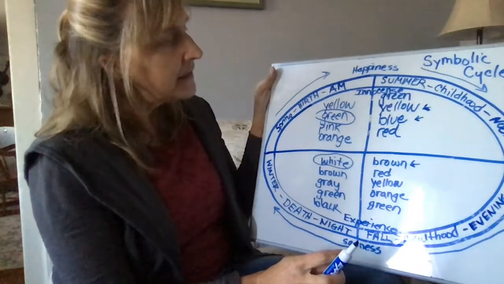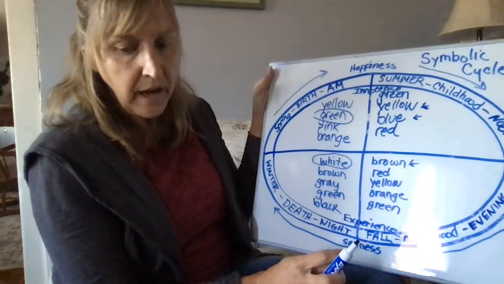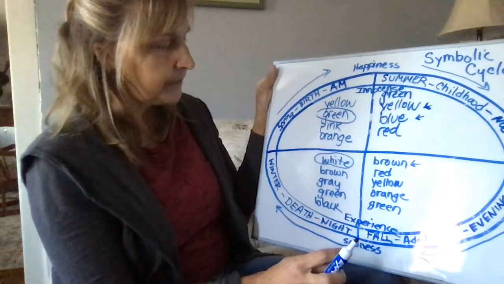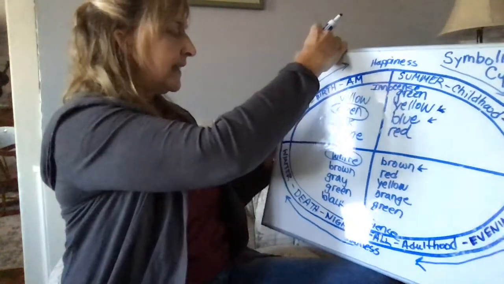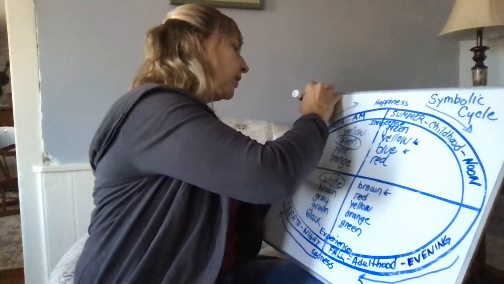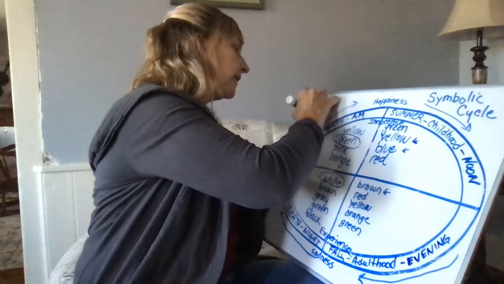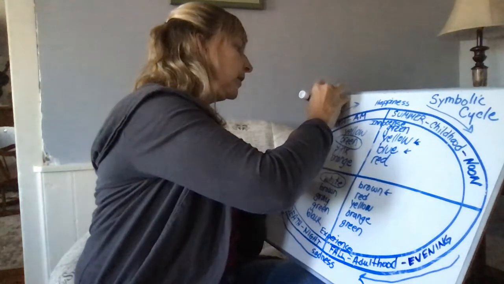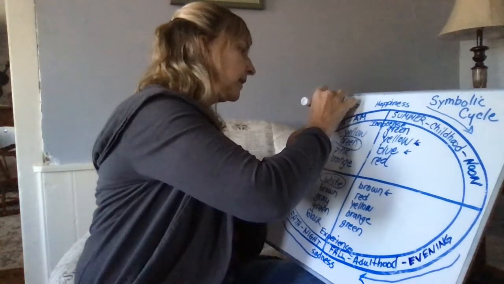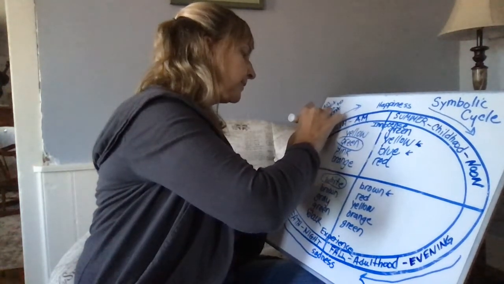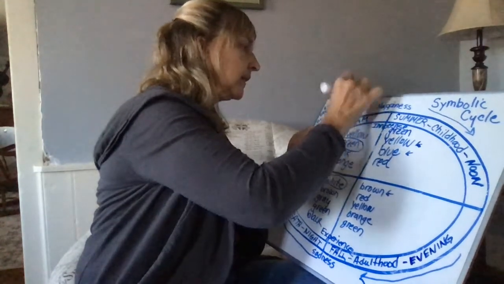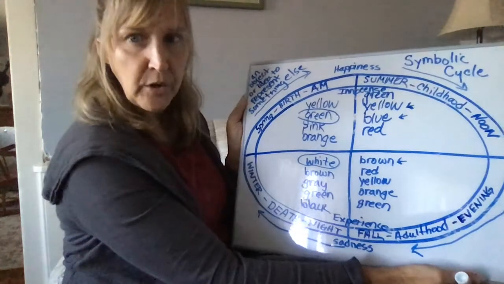So remember that a symbol is the use of any object or idea to represent something else. Okay, I'm going to write that over here in the corner. An object or idea to represent something else. And this whole thing is called the symbolic cycle.